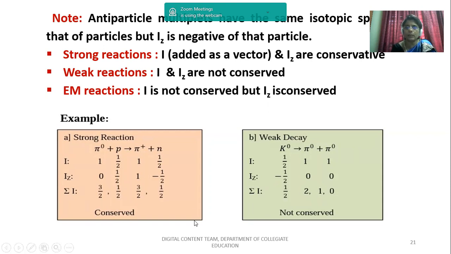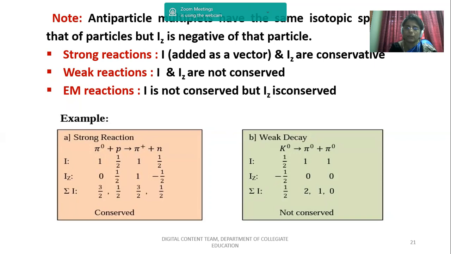And let us move to the weak reaction, or weak decay, or weak interaction. Here K naught is giving rise to pi naught plus pi naught. For neutral K ions, if you consider, the I value is half, and for neutral pions it is 1 each, so 1, 1, 2 particles are coming out. And for the Iz value, K naught is minus half, whereas each pi naught is 0, 0.